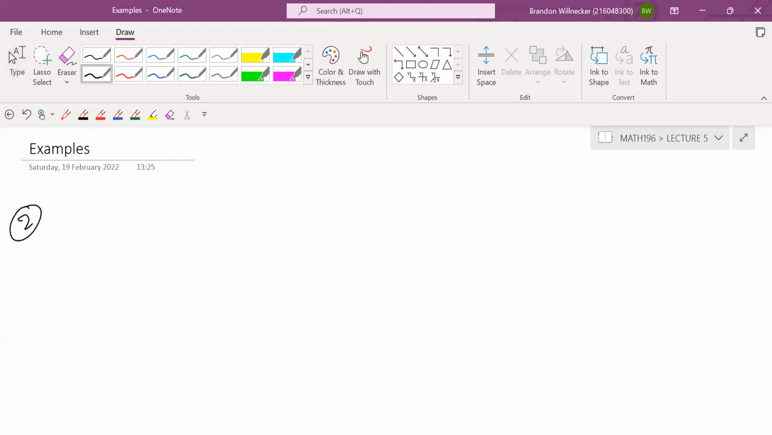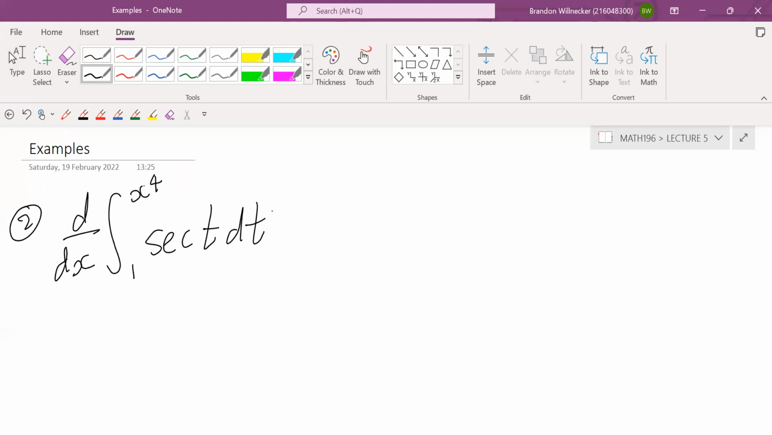Okay, example number 2. Let's say we want to find d by dx of the integral from 1 to x to the 4. So it's not just x, it's x to the 4, of secant of t dt. Okay, so we've got a bit of a problem here because this upper bound is x to the 4, and the fundamental theorem of calculus only works if the upper bound is just x.